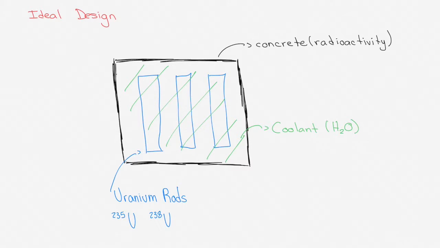Surrounding the rods will be water, which will act as a coolant. This water will be put into the system as cold water and will exit the system as steam. This steam will then go through a heat exchanger, which will power some turbines and as a result produce electrical energy. Now we need to solve the two issues mentioned before.